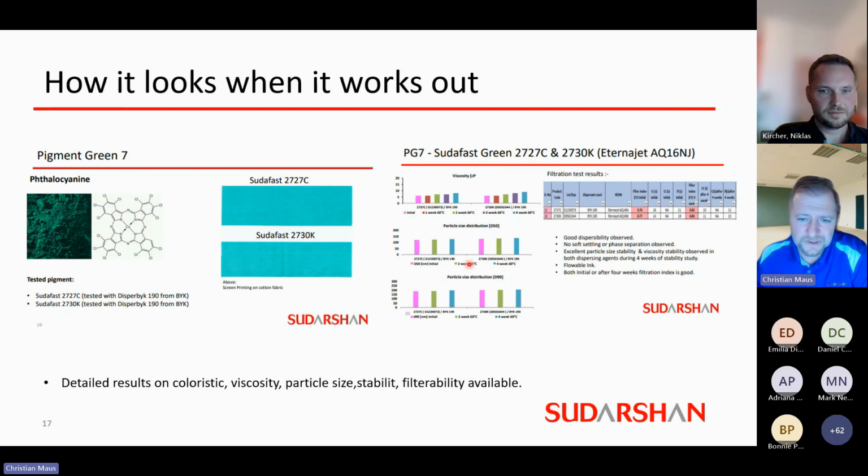You will also get detailed results on viscosity, initial and after several weeks, up to 4 weeks, and particle size distribution, D50, D90. We can also provide you with filtration test results before and after storage stability. So we have a very large database with a lot of dispersants, also with some resins tested in the ink. All of that is available with coloristics, viscosity, and particle size, like I said before.